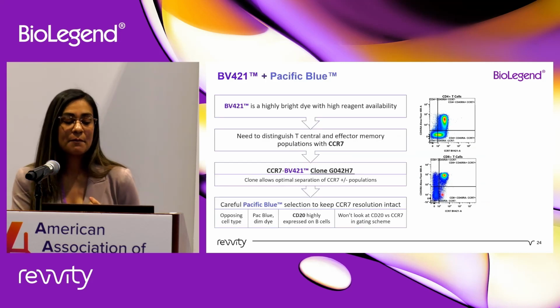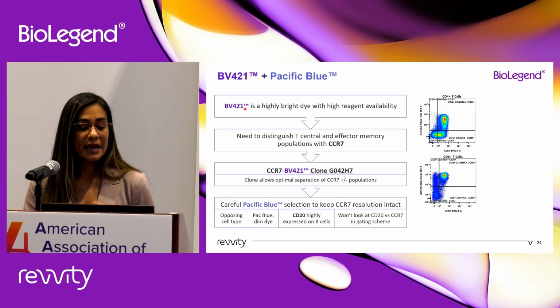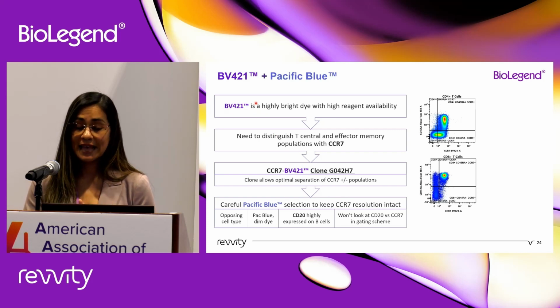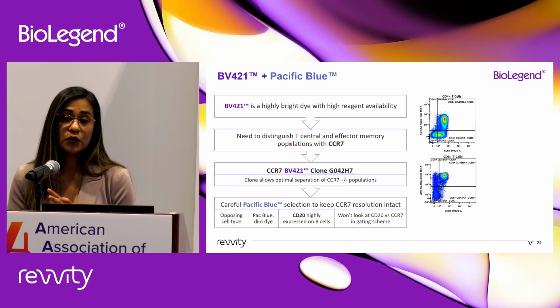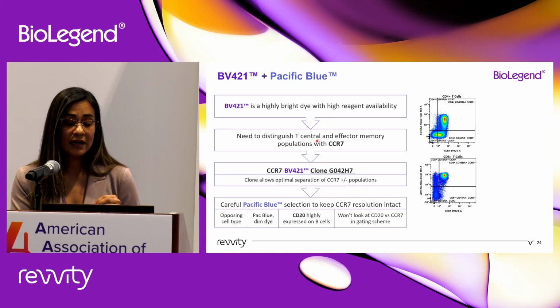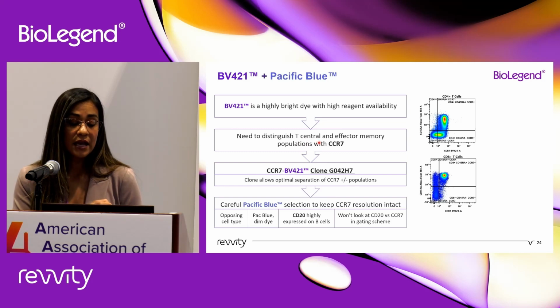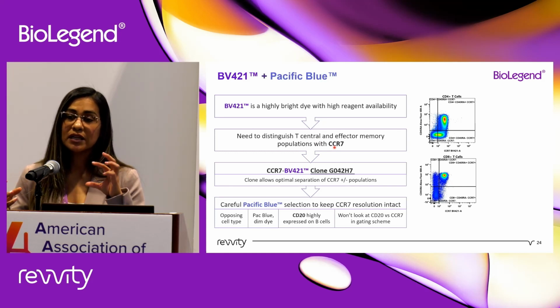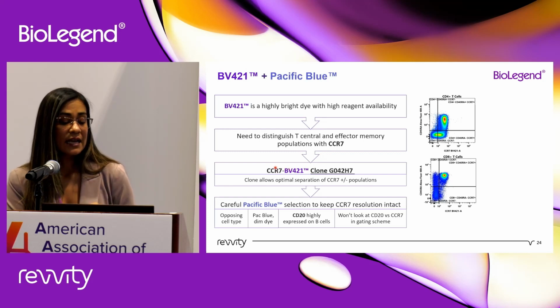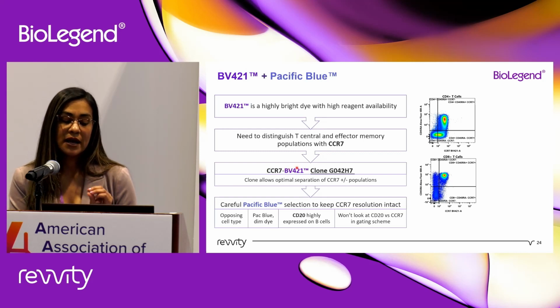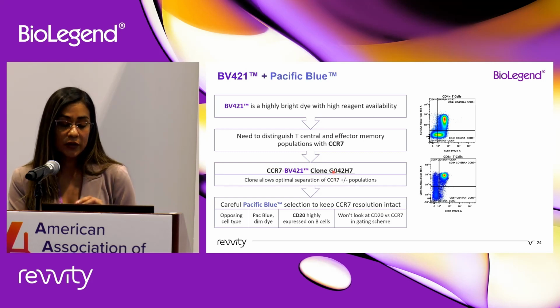And let's start with the Brilliant Violet 421. For the Brilliant Violet, this one is a very bright dye, and it has high reagent availability. For this panel, we have multiple markers included for T cells. And in this panel, we want to characterize central and effector memory T cells using CCR7. That means that we need a marker that is going to give us a good resolution to identify positive and negative cells. And we know from internal experience, the CCR7 conjugated with the Brilliant Violet 421, and specifically this clone, can give us that resolution that we are looking for in this panel.